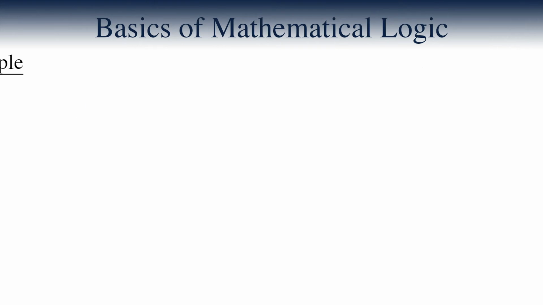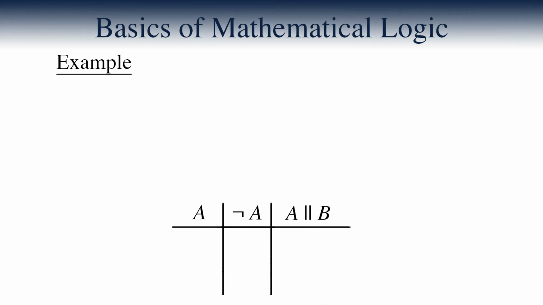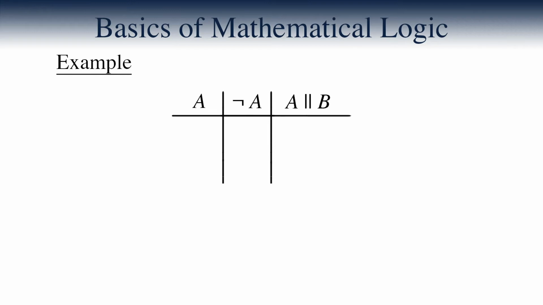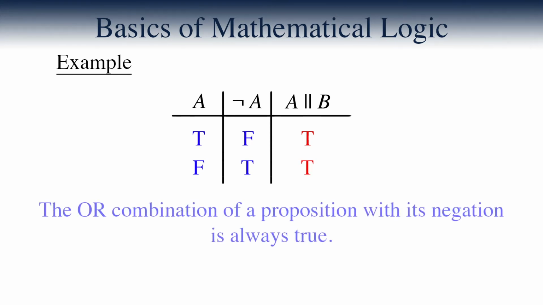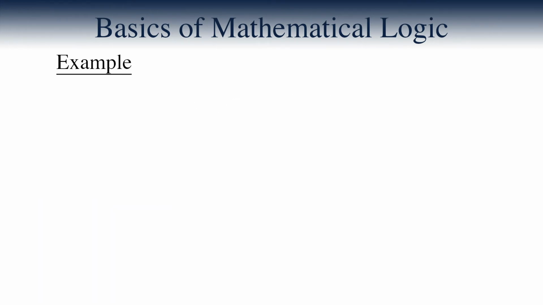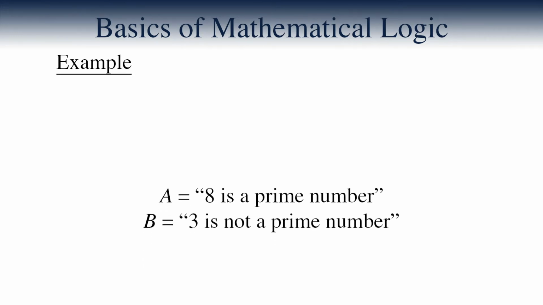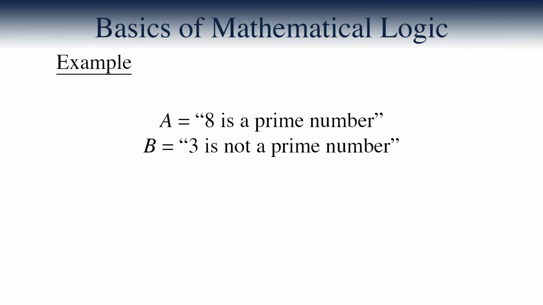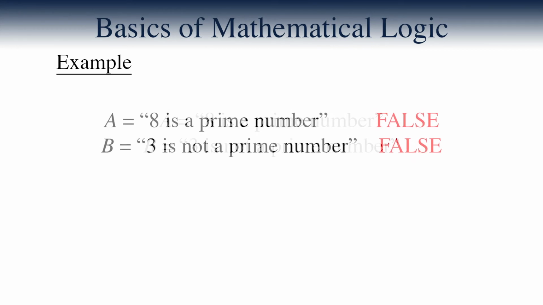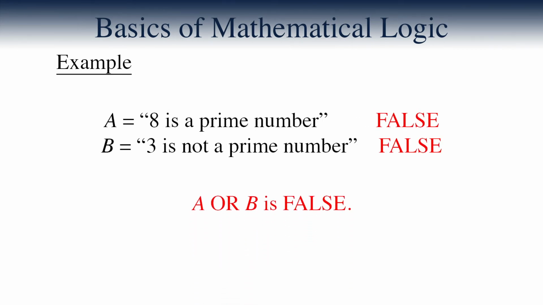Let's see some examples. Consider the OR connection of a proposition with its negation. If a proposition is true, its negation is false, and if a proposition is false, its negation is true. In either case, at least one of them is true, so the OR combination is true. Now, consider A to be, 8 is a prime number, and B to be, 3 is not a prime number. Both of these propositions are false, and so is A or B.